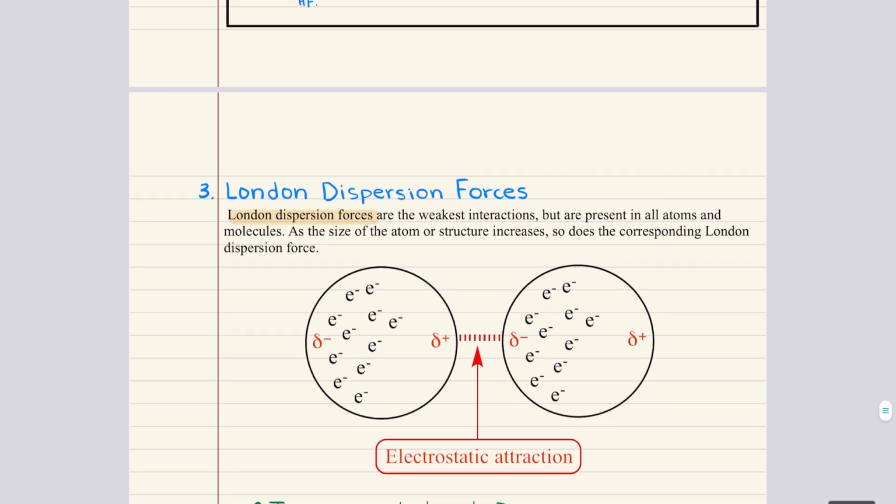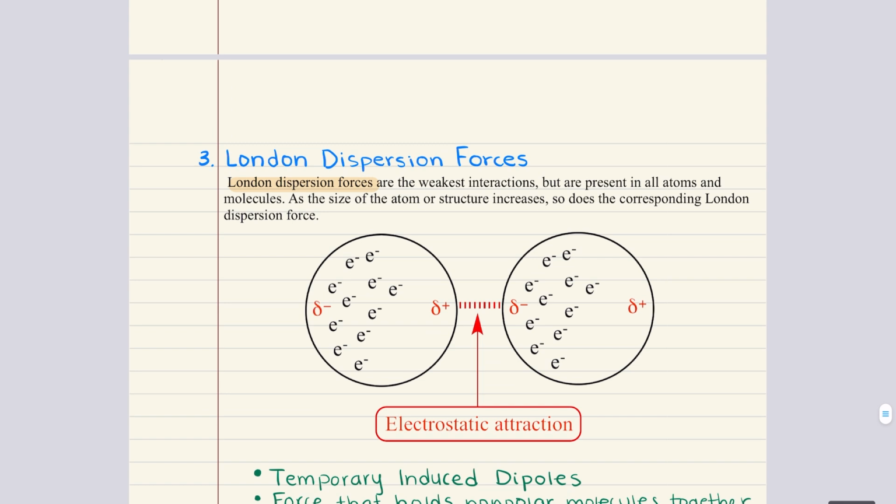Now that we've covered dipole-dipole interactions and hydrogen bonding, we need to focus on London dispersion forces, also known as van der Waals forces. This is the weakest type of intermolecular force, but it's present in all molecules, whether they are polar or non-polar. Even though London dispersion forces are weak, they are still extremely important, especially for non-polar molecules, because they are the only forces holding them together in the liquid and solid states. So what exactly are London dispersion forces and how do they work?